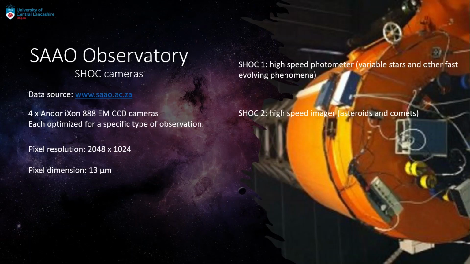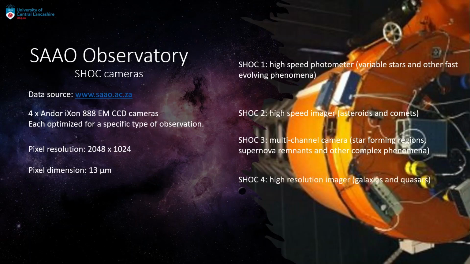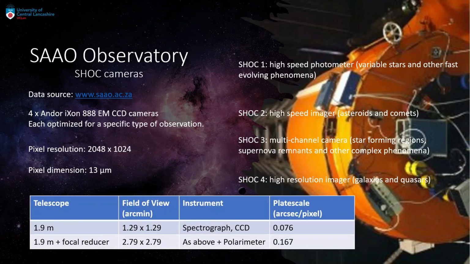The third instrument, SHOCK 3, is a multi-channel camera that can capture high-resolution images in 3 different wavelengths simultaneously. This makes it ideal for studying the detailed structure and evolution of star-forming regions, supernova remnants, and other complex phenomena. Finally, SHOCK 4 is a high-resolution imager that can capture images with exceptional detail and sensitivity, making it ideal for studying faint objects like distant galaxies and quasars. In this table, you can see the fields of view related to the 1.9-meter telescope in conjunction with the SHOCK cameras.